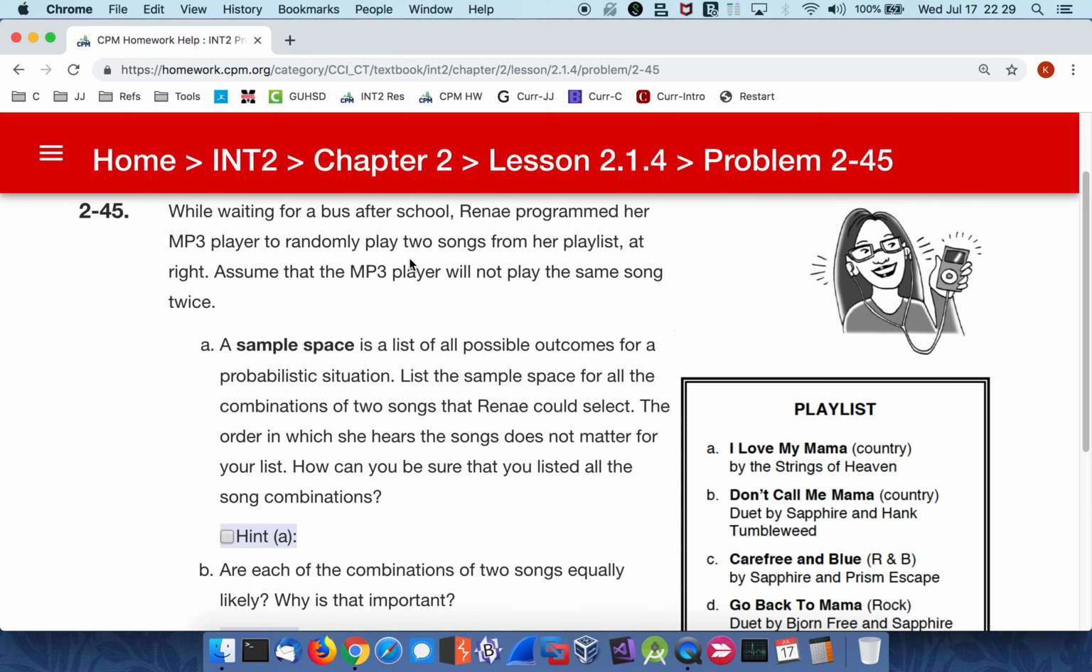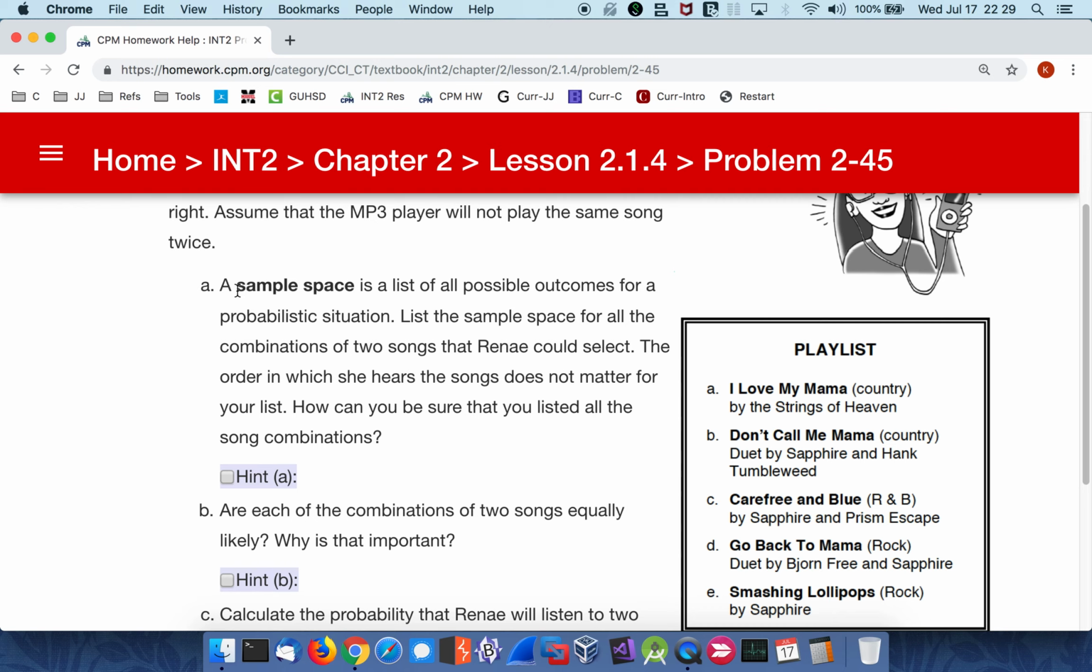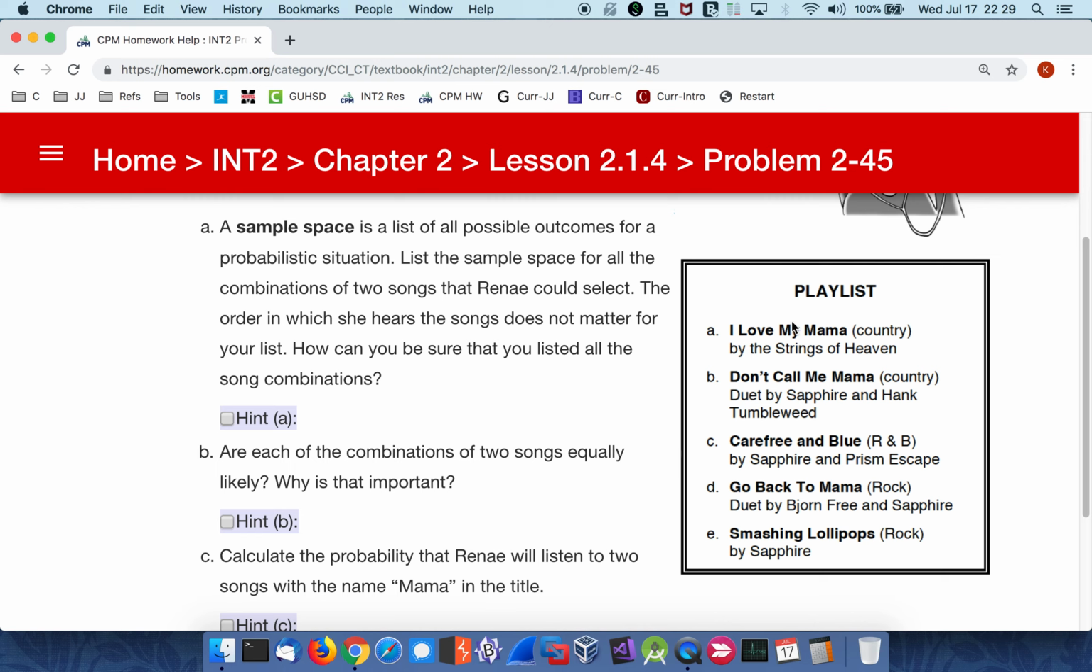Okay, so, alright. So, let's see. She programmed her MP3 player to randomly play 2 songs from her playlist at the right. Assume that the MP3 player will not play the same song twice. Okay. A sample space, ooh, this is cool. A sample space is a list of all possible outcomes for a probabilistic situation. List the sample space for all the combinations of 2 songs that Renee could select. The order in which she hears the songs does not matter for your list. How can you be sure that you listed all the song combinations?